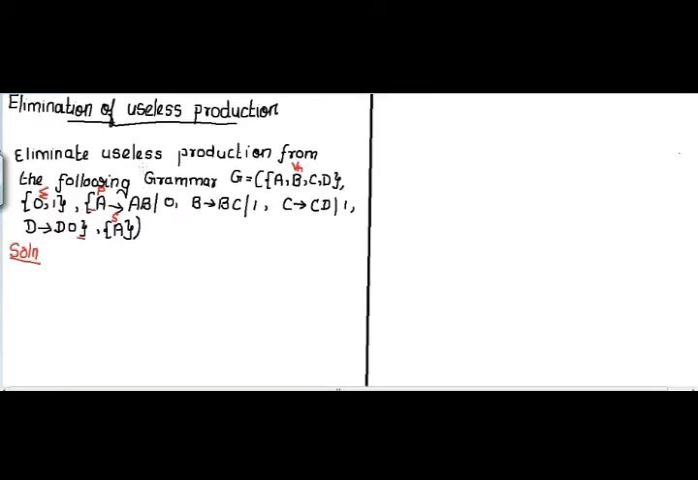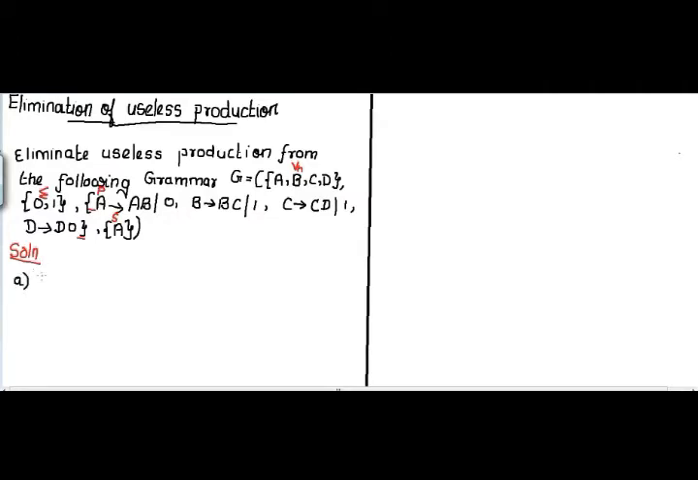Removing useless production means I'm going to remove unwanted production, the production which I'm not going to use throughout this grammar. In this example, there are some productions which are not used throughout derivation, so those productions we are going to remove here. Whenever I want to derive any production, I'll be starting from the start symbol. In this example, the start symbol is A, so I'm going to start here.